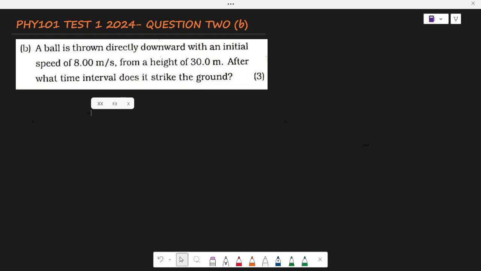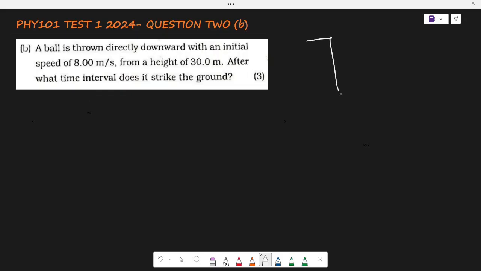Let's quickly go over question 2B of the 2024 test 1 paper. In this question, we're given a ball thrown directly downwards with an initial velocity of 8 meters per second from a height of 30 meters. And we're asked, at what time interval does this ball strike the ground? To represent this visually, it will look something like this.